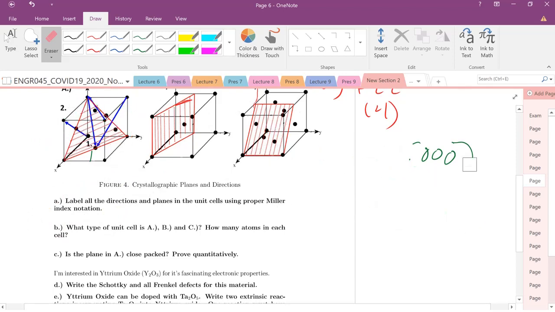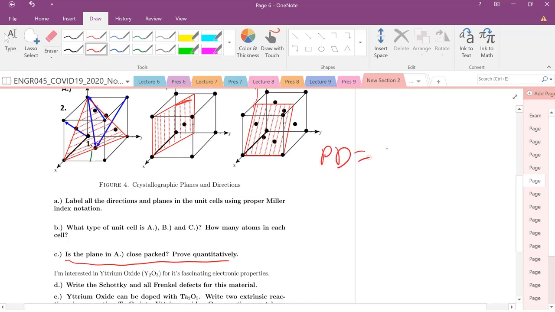If that was any other unit cell, we could have just stopped this question immediately, because if the structure is not close packed, we can't have a close packed plane. But FCC does have a close packed plane, and it actually is 1, 1, 1. But we want to prove this quantitatively. So we need to calculate our planar density, which involves basically number of atoms times area divided by the total area of the plane.